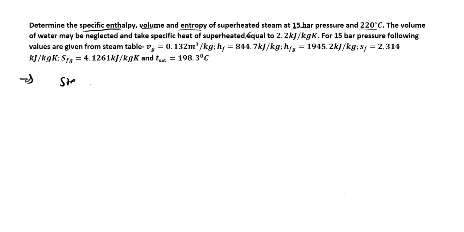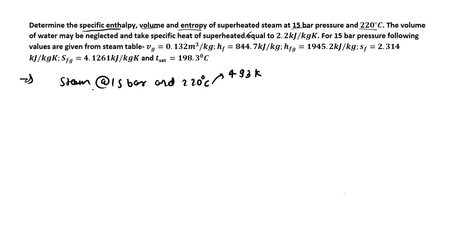We have steam at 15 bar and 220 degrees Celsius, which we will convert into Kelvin, so it will be 493 Kelvin. It does not matter here because the temperature difference in degrees and in Kelvin is the same, but it will make a difference if you have an equation where only one temperature is needed, such as a ratio of temperatures. So it is always better to convert into Kelvin and not leave it in degrees.